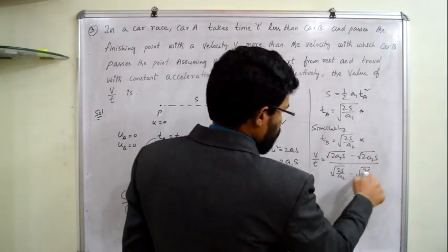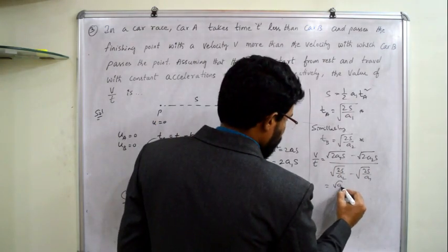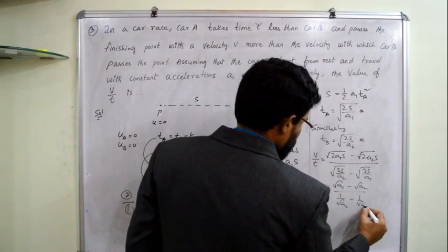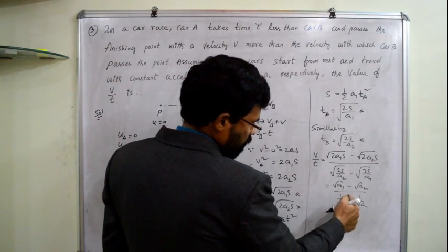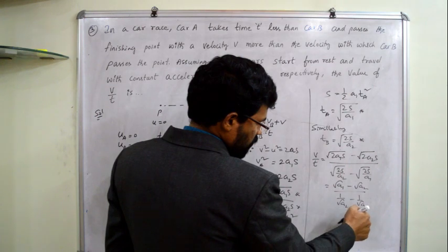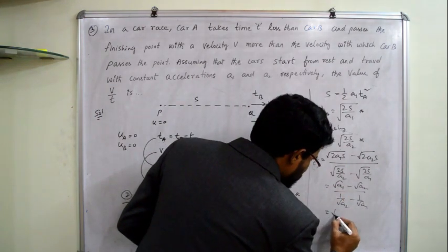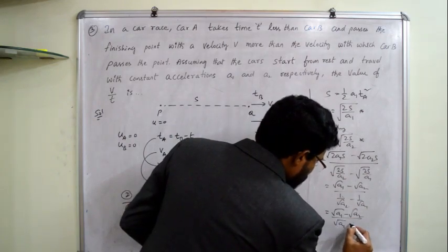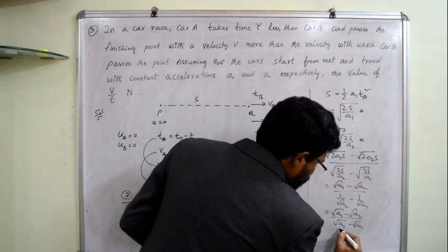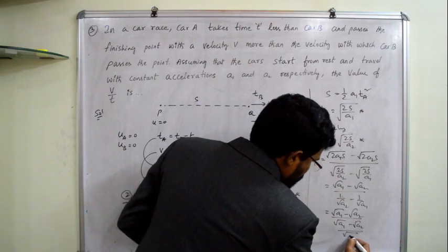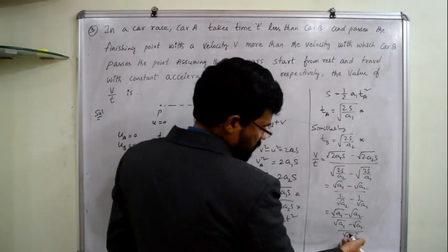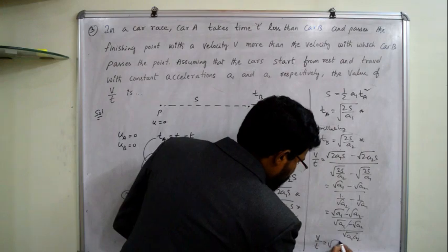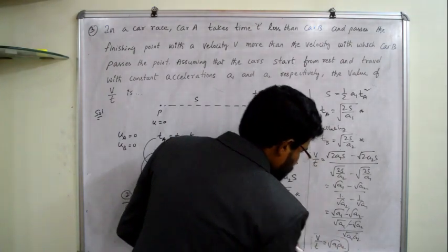Now 2S gets cancelled, and in the numerator you are left with under root A1 minus under root A2, and in the denominator 1 by under root A2 minus 1 by under root A1. When you take LCM, what will you get? Under root A1 minus under root A2, and in the denominator root under A1 A2. So here let me simplify, under root A1 minus under root A2 by under root A1 minus under root A2, in the denominator under root A1 A2. When you take the inverse of this one, this term gets cancelled, and what you are left with finally? V by T is equal to under root A1 A2. So this is our answer.